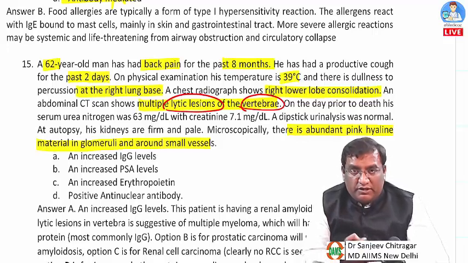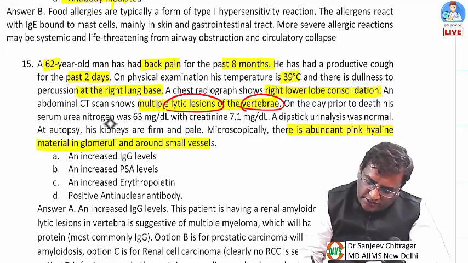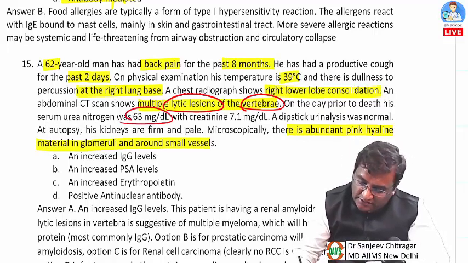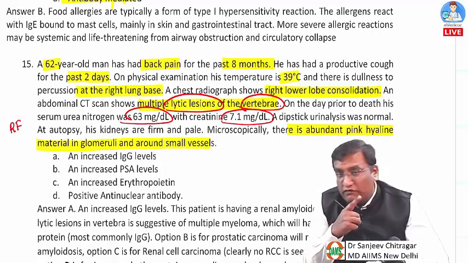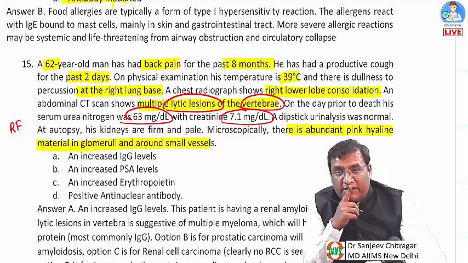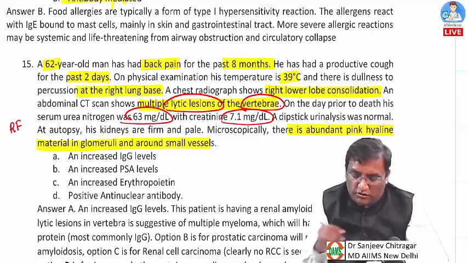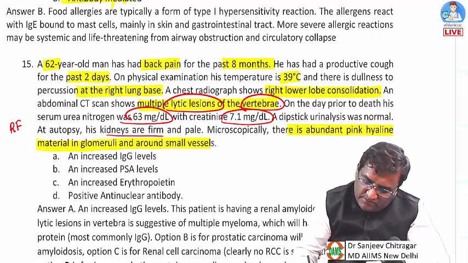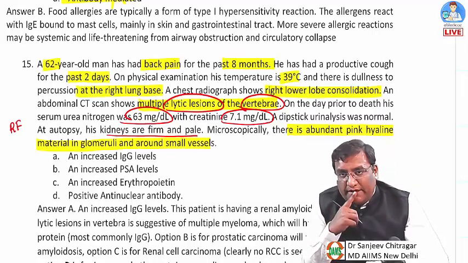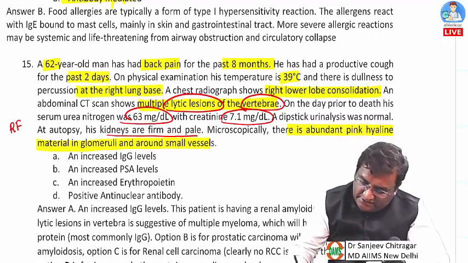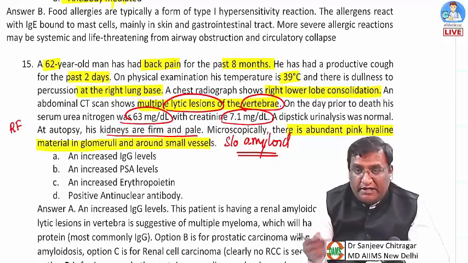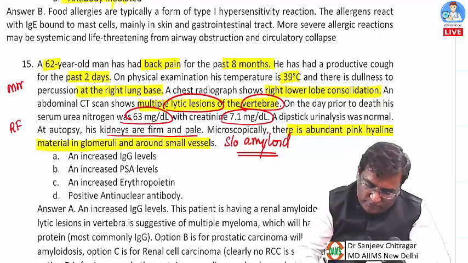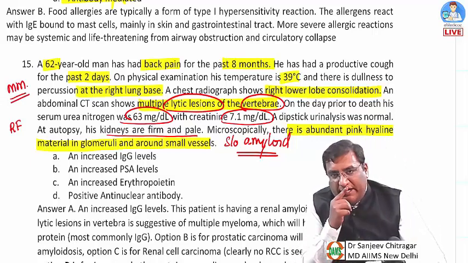One day prior to his death, serum urea nitrogen 63, creatinine 7.1. So there is evidence of a renal failure. Dipstick urine analysis was normal. At autopsy, kidneys are firm and pale, and microscopically abundant pink hyaline material is seen. This is suggestive of amyloid. So the history is suggestive of amyloidosis of kidney with multiple lytic lesions, multiple myeloma. Primary amyloidosis is my diagnosis.